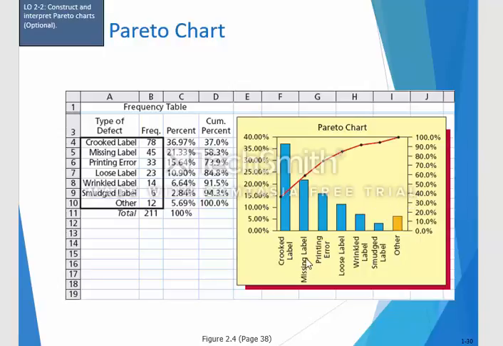Okay, we go to missing label. Missing label is 21.33%. This dot on the line graph is going to be this 21.33 plus this 36.97 for a cumulative percent of 58.3. So it's just a running total of percent. Right here you have the standard histogram. Here you have the running total, and that's why it's always going to go up to 100%.